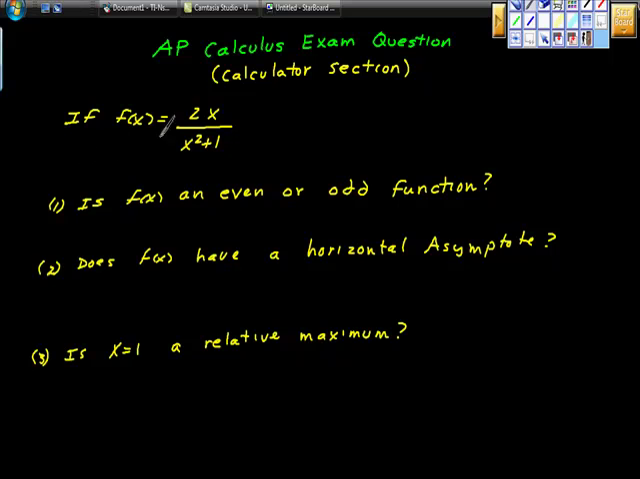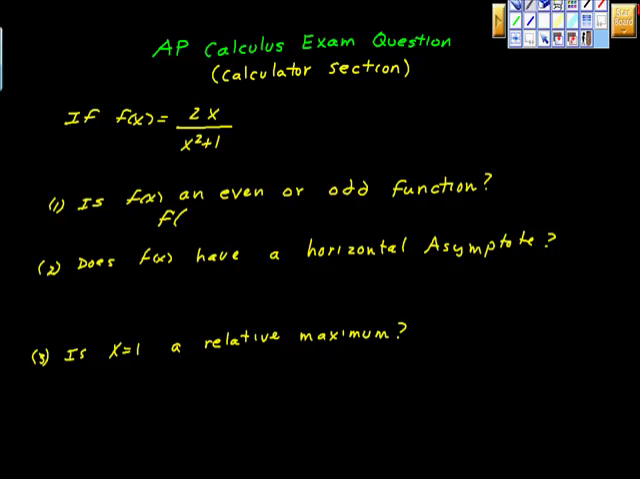So it says if f of x is equal to the rational function 2x over x squared plus 1, is f of x an even or odd function? Well, remember, if a function is odd, then f of opposite x is equal to the opposite of f of x. So that's something that we can test out on the calculator, but just remember this is what you had to bring with you, that you had to know this.